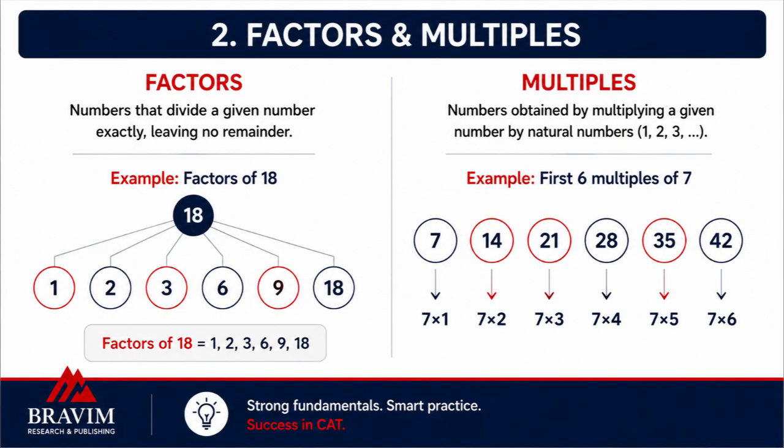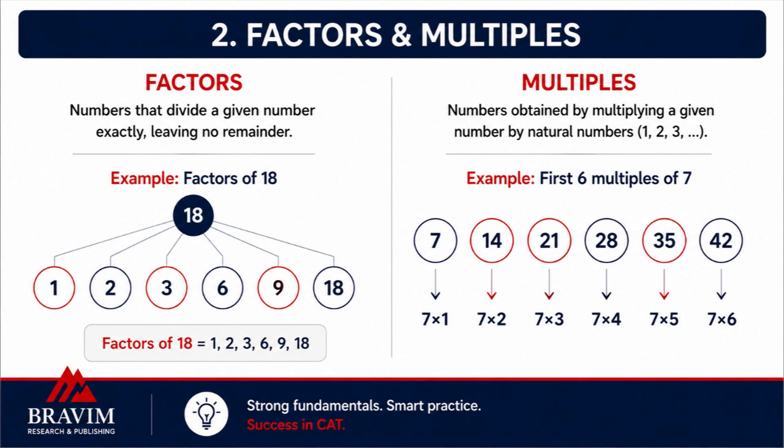Now let's understand factors and multiples. Many students confuse these two terms, but they are actually quite different. A factor is a number that divides another number exactly, leaving no remainder. Let's take the number 18. Which numbers divide 18 perfectly? They are 1, 2, 3, 6, 9, and 18. These are called the factors of 18.